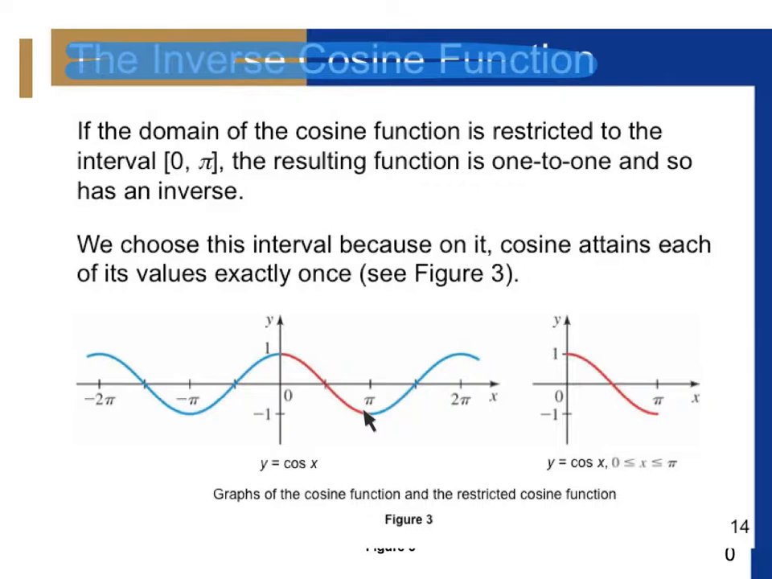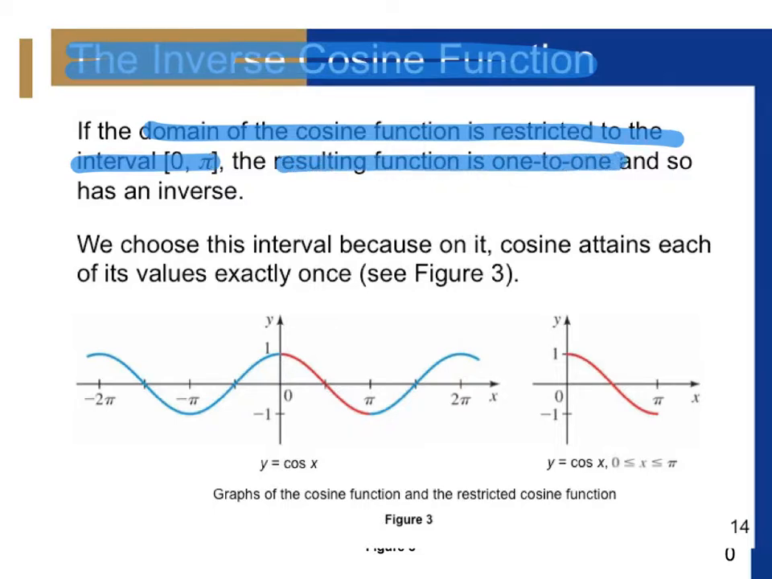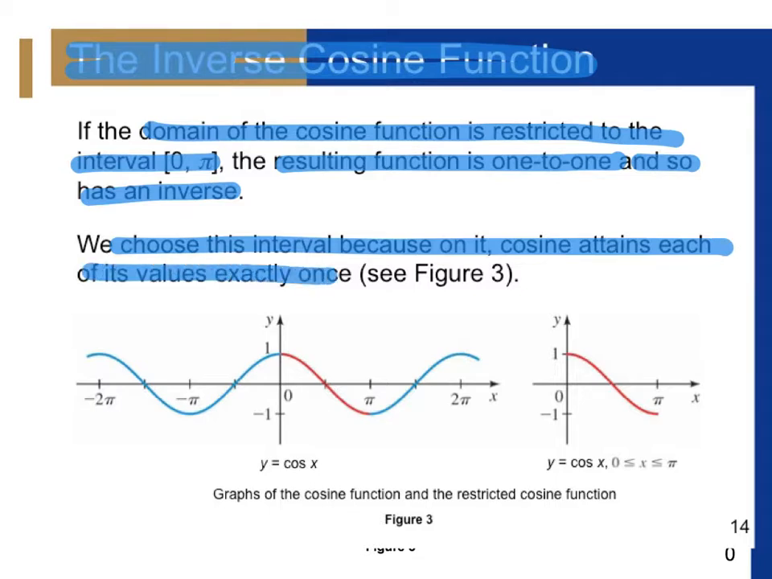It passes the horizontal line test. So here we're going to limit our domain for inverse cosine from 0 to pi. So here's our cosine curve. We're just going to use the red. Just to summarize that, the domain of the cosine function is restricted to the interval 0 to pi. The resulting function is 1 to 1 and it has an inverse. Remember, we have to have 1 to 1 to have an inverse. And we chose this interval because on it, cosine attains each of its values exactly once. It covers all the values, right?